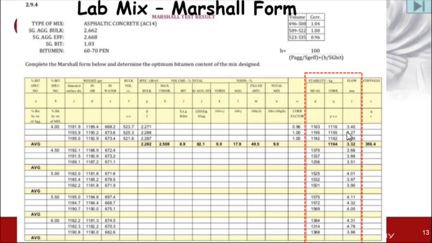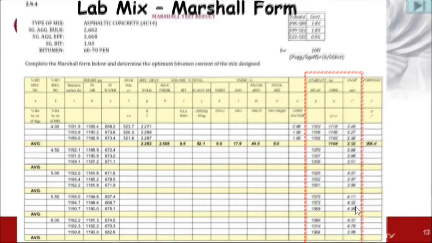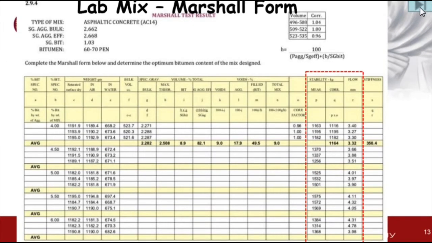Later, we will go through the calculation. And column R is the flow value. Each trial has 3 samples. Then, the stiffness of the samples is calculated by taking the ratio of the stability and flow as shown in the column S.